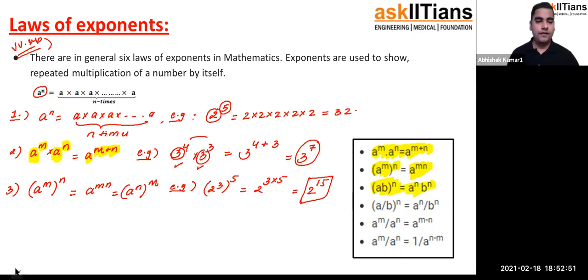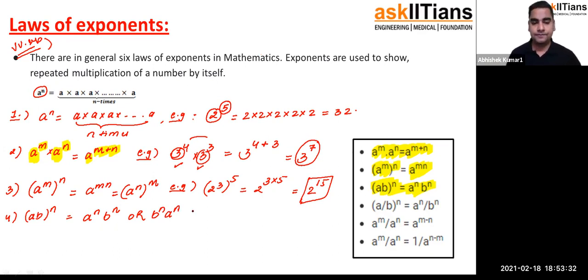Let me illustrate. Fourth one is if you have AB raised to the power n. AB raised to the power n means you have a product of two different terms in the base. The product of both the terms is raised to the same power. You can observe here you have AB that is raised to the power n. So this can be written as a raised to the power n multiplied by b raised to the power n, or you can also write it as b raised to the power n into a raised to the power n, as the multiplication of any two numbers is always commutative in nature, so both will be the same.